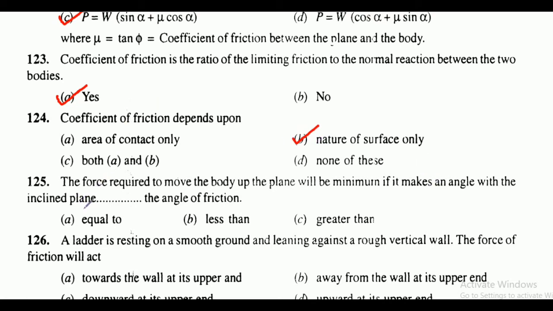Next, the force required to move the body up the plane will be minimum if it makes an angle with the inclined plane dash the angle of friction. Options are equal to, less than, or greater than. Here correct answer is option A, that is equal to.